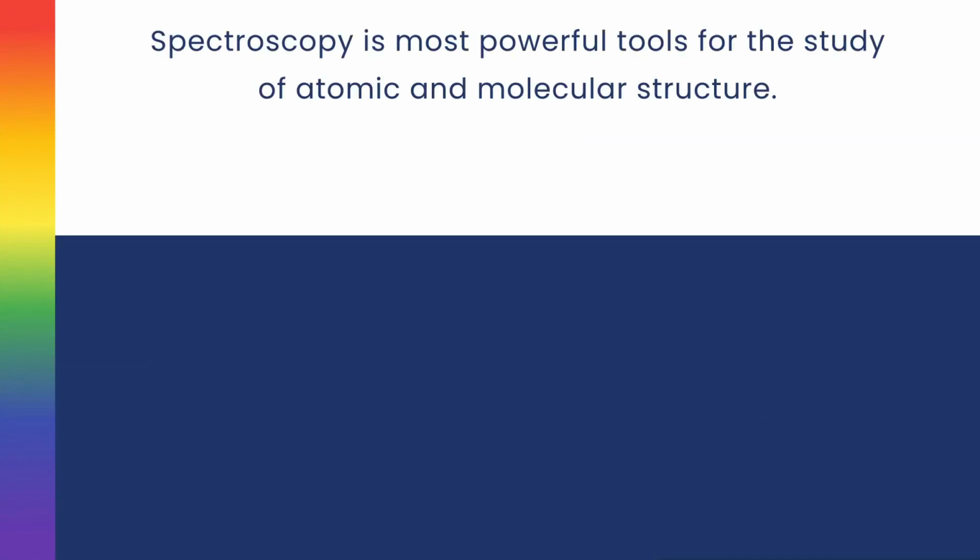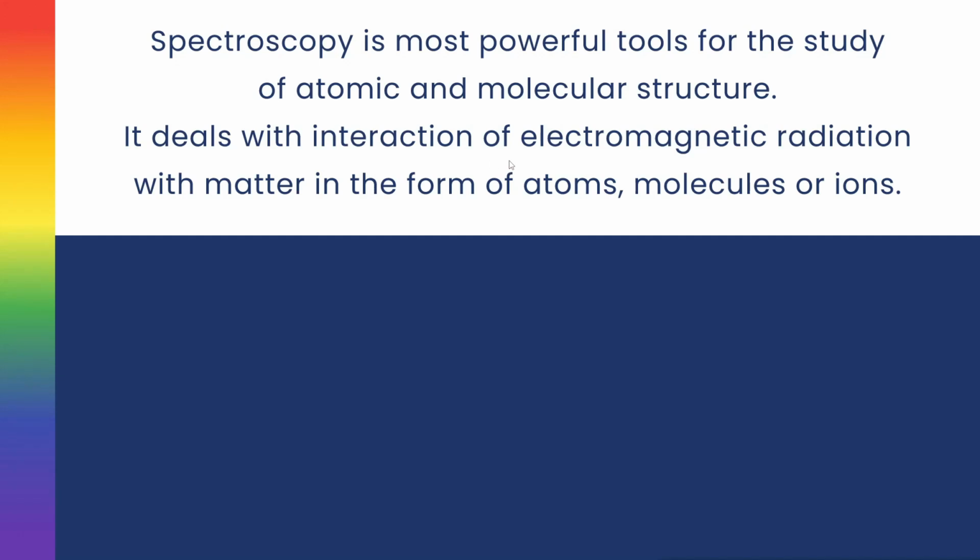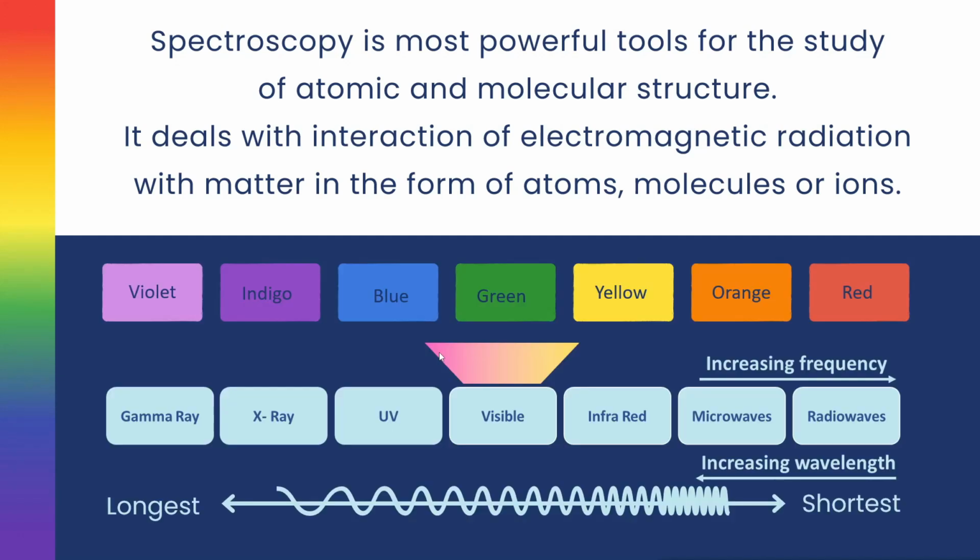Spectroscopy is the most powerful tool for the study of atomic and molecular structure. It deals with interaction of electromagnetic radiation with matter in the form of atoms, molecules or ions. This is the electromagnetic spectrum. This electromagnetic spectrum is categorized by their wavelength and frequencies. It ranges from high energy shorter wavelength gamma rays to lower energy longer wavelength radio waves.